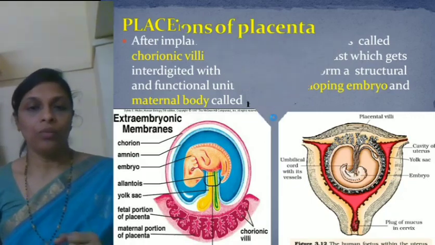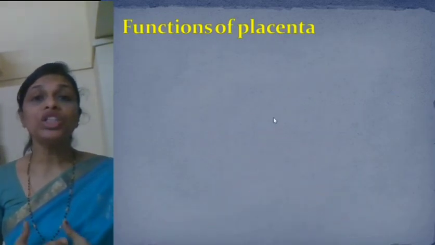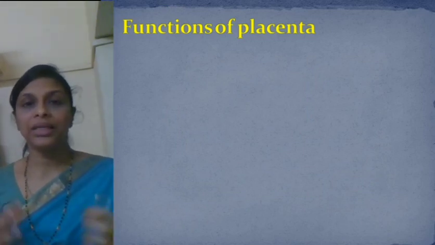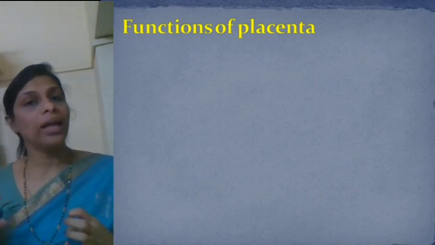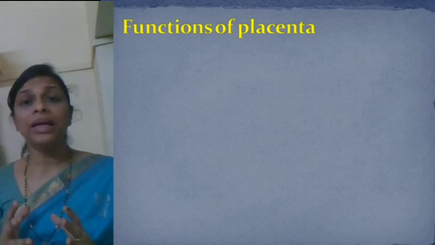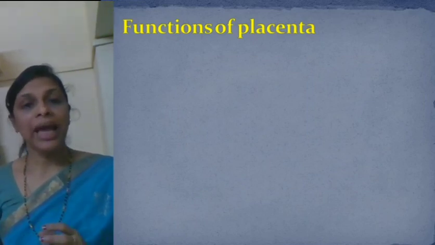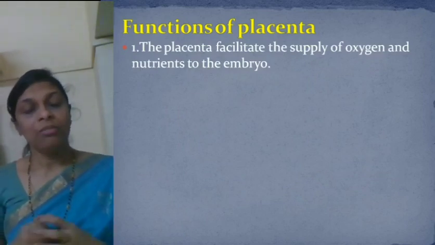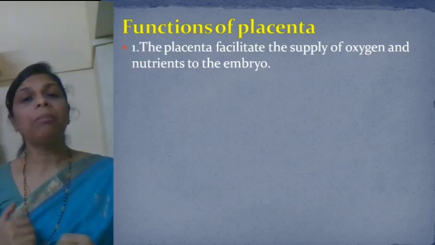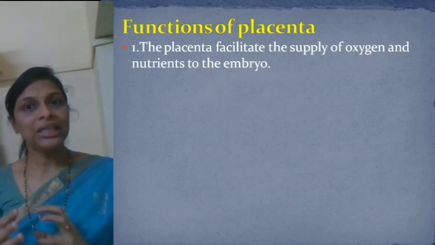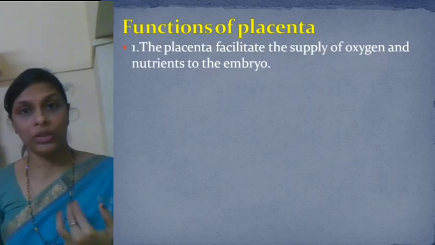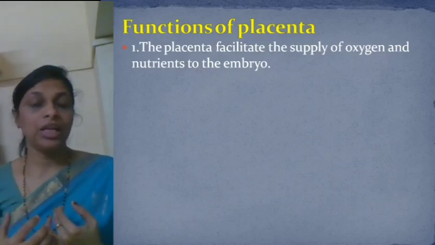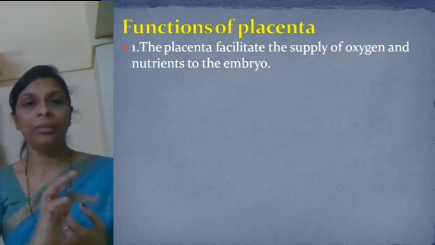Okay, fine. Now let's discuss the functions of the placenta. What are the functions of the placenta? We have seen that the placenta is a connection between the developing embryo and the maternal tissue, and it has some functions to do. It acts as the lungs of the baby, we can say. Why? Because it facilitates the supply of oxygen. That is how it acts as lungs. It also helps in the removal of carbon dioxide.